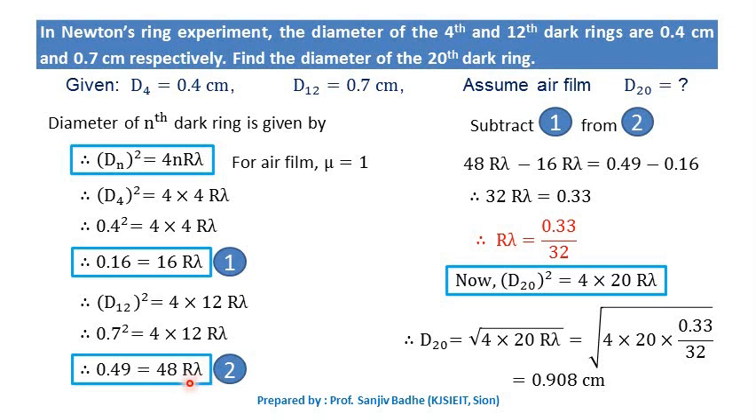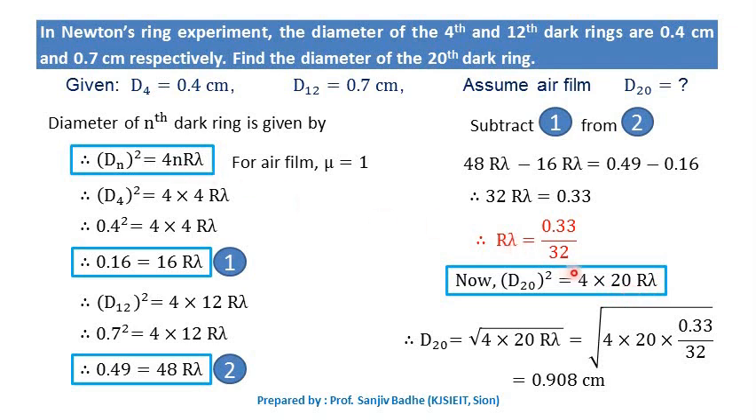Now in order to get the value of r lambda, let us subtract equation 1 from equation 2. So 48 r lambda minus 16 r lambda will be equal to 0.49 minus 0.16. So here we will get 32 r lambda equal to 0.33, and therefore r lambda is equal to 0.33 upon 32. We can substitute this value of r lambda in this relation for dn square, and we can write the relation for d20 square equal to 4 into 20 r lambda.